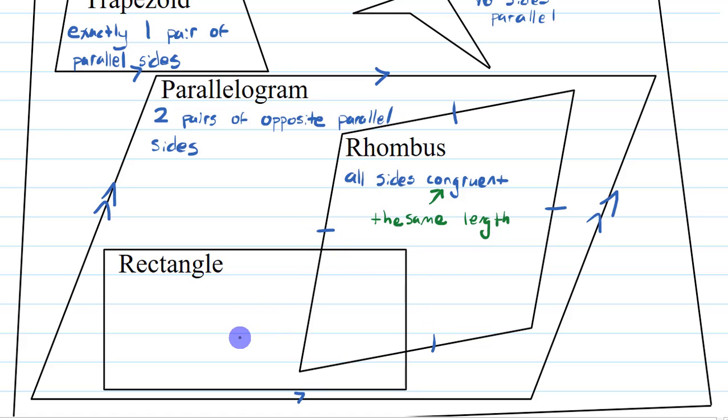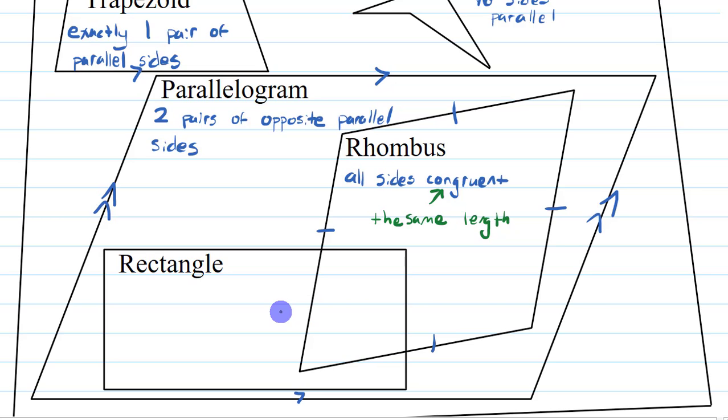Notice that in the definition of rhombus, it doesn't say anything about the angles. Those angles can be anything they want, kind of. They don't have to be 90 degrees. There are a few rules that we'll be going over tomorrow, such as this angle and this angle are congruent, but for today, you don't need to know that.